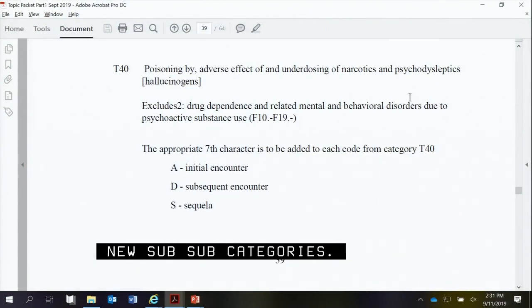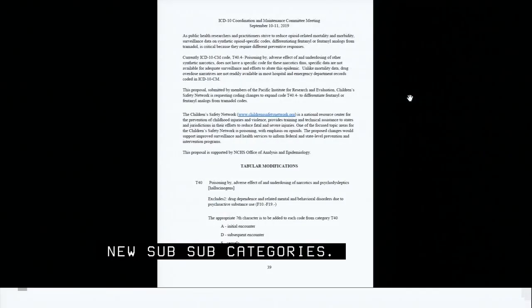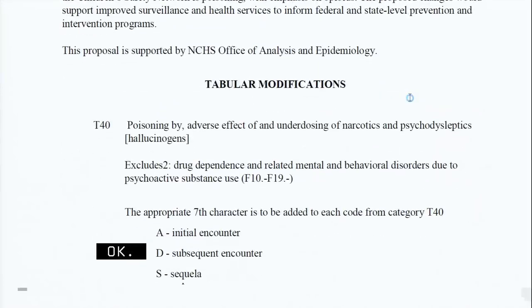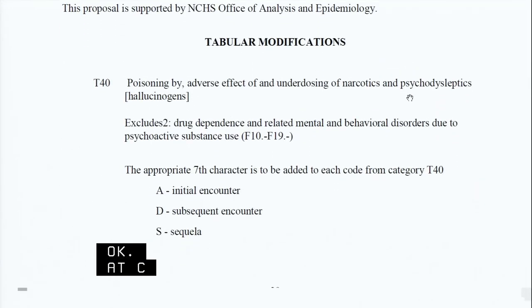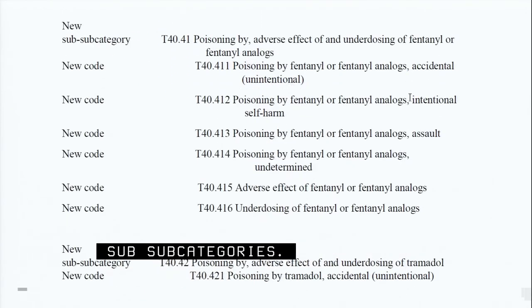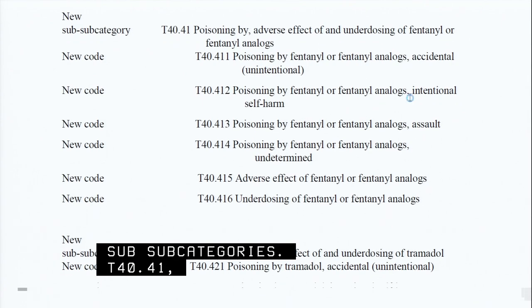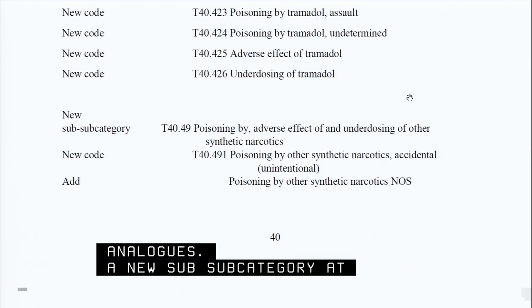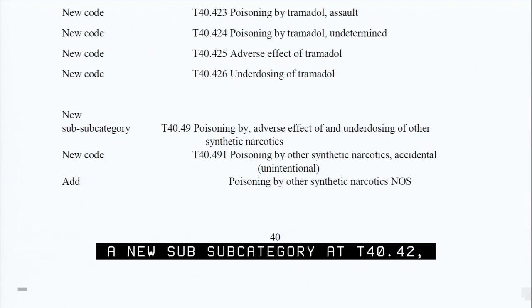Okay, so at T40.4- we are again proposing to create three new subcategories. T40.41, poisoning by, adverse effect of, and underdosing of fentanyl or fentanyl analogs. A new subcategory at T40.42, poisoning by, adverse effect of, and underdosing of tramadol. And T40.49, poisoning by, adverse effect of, and underdosing of other synthetic narcotics. So we're just expanding it out another level.